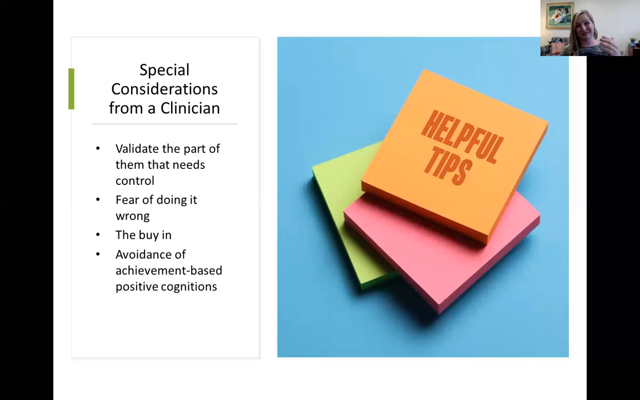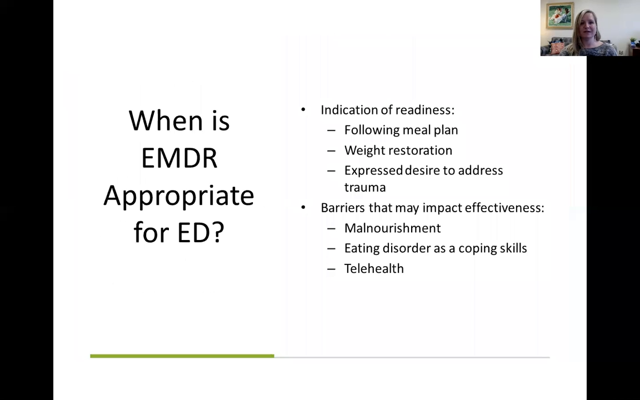And that's during the target sequence of phase 1, where we go through a list of: this is the negative belief, what are the memories associated with that, here's the positive belief, what are the memories associated with that. So really avoiding those achievement-based positive belief examples.